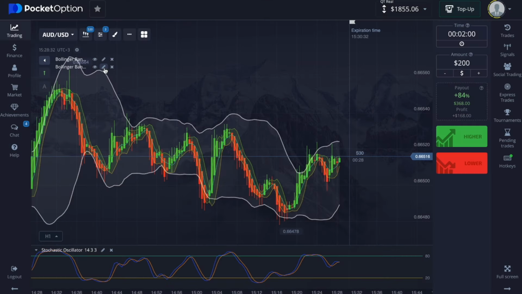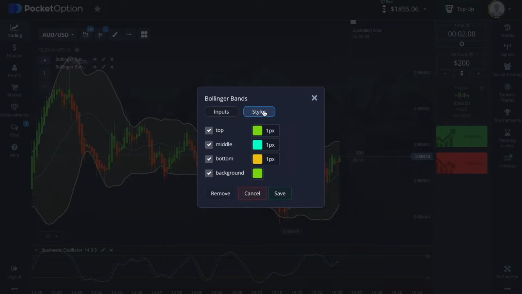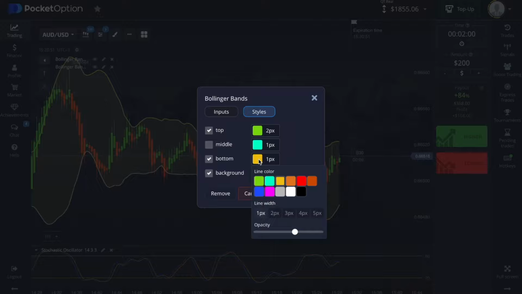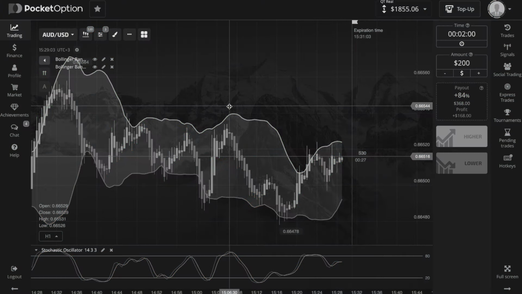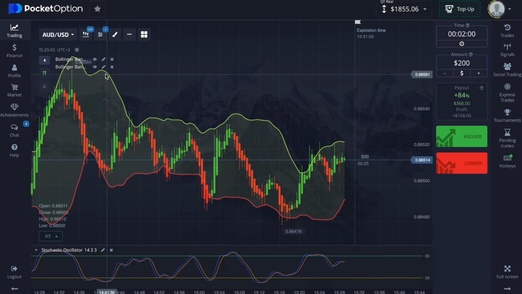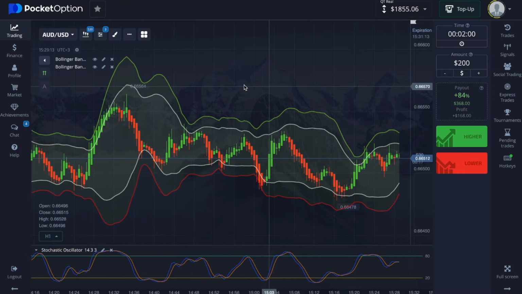Now let's configure the second indicator. Change the period to 22, deviation to 1.8, and in the Style tab, set the width of the upper line to 2 pixels. Turn off the middle line and make the lower line red with a width of 2 pixels. Make the background slightly transparent and save the settings. The indicators are almost configured. In the second indicator, change the deviation to 2.8 and save the changes. Now the Bollinger Bands are set.